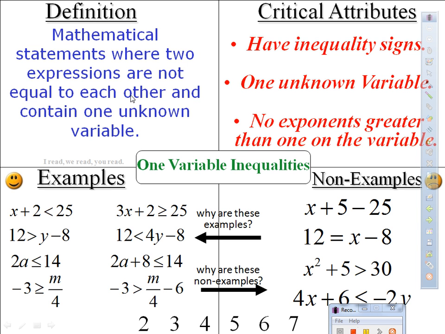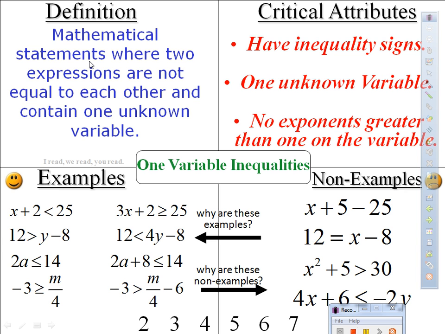So we know that they are expressions that are not equal to one another. I gave you guys examples, non-examples, and we know that the critical attributes are the fact that they have inequality symbols, one unknown variable, and we're not looking at quadratics. That means we only need exponents of no greater than 1 on the variable. Steps, we know the steps already, right? Simplify, isolate, plot, and check.